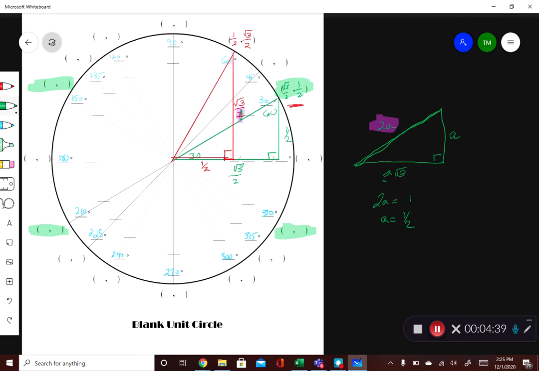So this 150 degree angle is in the second quadrant. So the x coordinate is going to be negative. So it's negative square root of 3 over 2. And the y coordinate is going to be positive, 1/2. At the 210, this is in the third quadrant, and we know they're both going to be negative here. And then at the 300, it's in the fourth quadrant, so the x-coordinate is positive and the y-coordinate is negative.